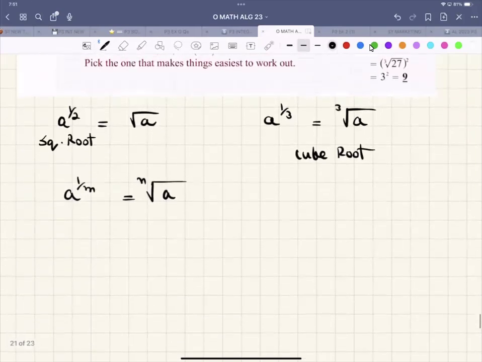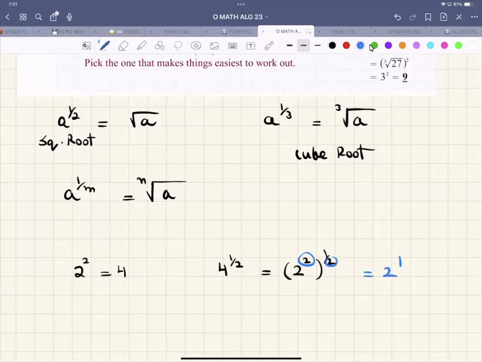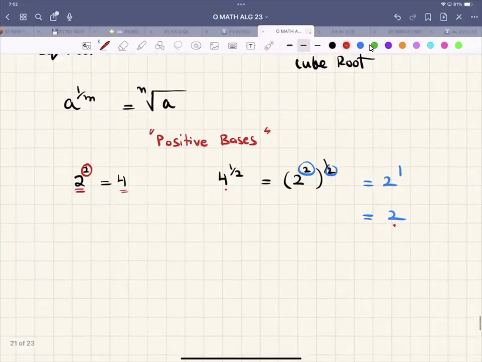Now, for example, we know that if I write 2 raised to power of 2 is 4, therefore 4 raised to power of half is 2 squared raised to power of half. These two powers would multiply and I'm left with 2 raised to power of 1, which is 2. I'm just dealing with positive bases for right now. So square root of 4 is 2. Yes, it's also negative 2, but I'm not dealing with a negative base.